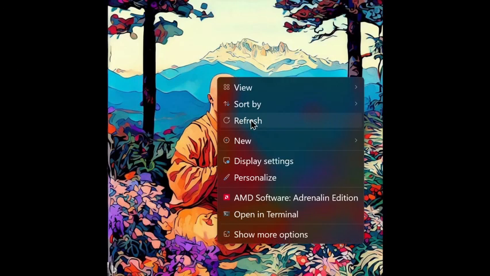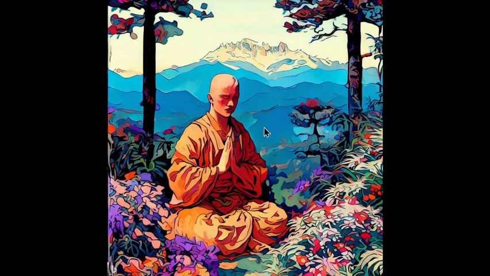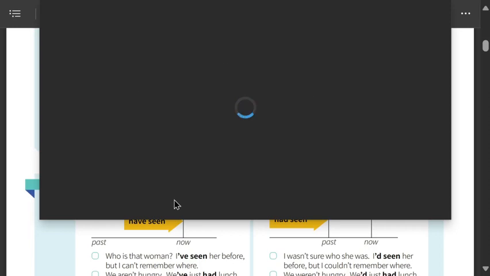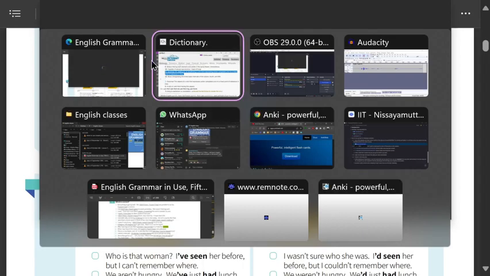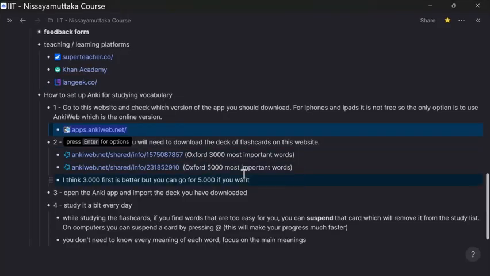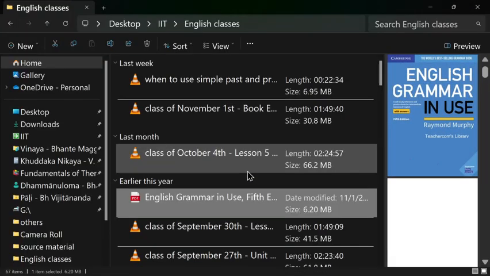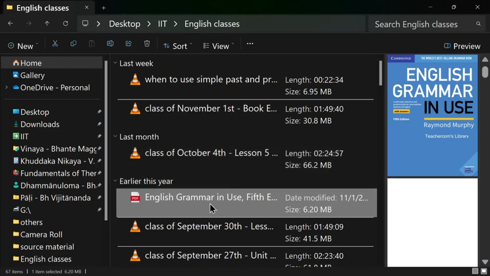Refresh. Refresh. Come on. Really? What? No, you can turn it on. This one, I tried and it didn't work. Come on. Hmm.